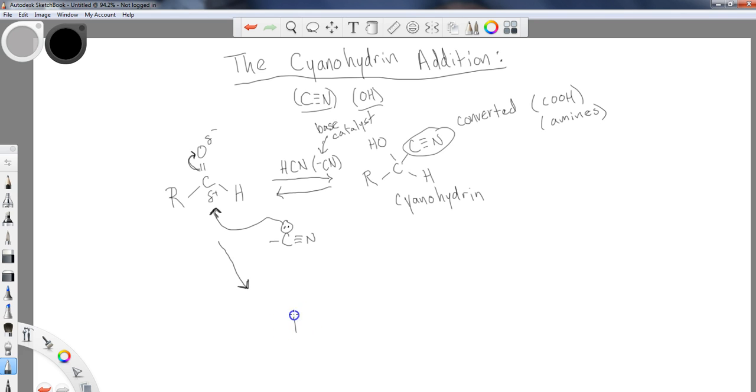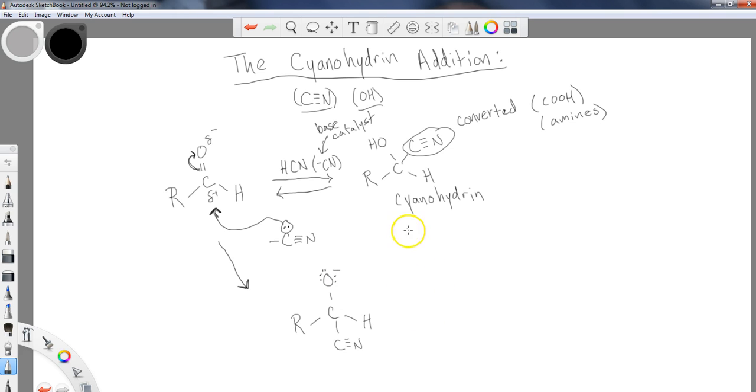So our intermediate here is somewhat similar to a Grignard reaction, which we will cover again briefly, but we've already looked at that with the alcohols, right? So now I have the C triple bond N, the nitrile group that has attached itself, and up here I've got the O minus, and this would be my intermediate as far as this reaction goes.